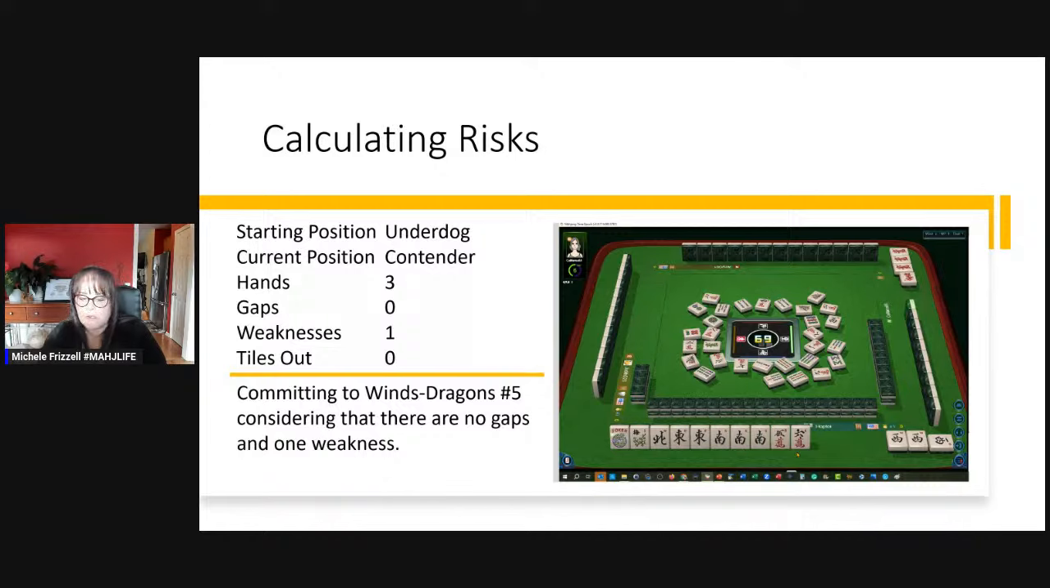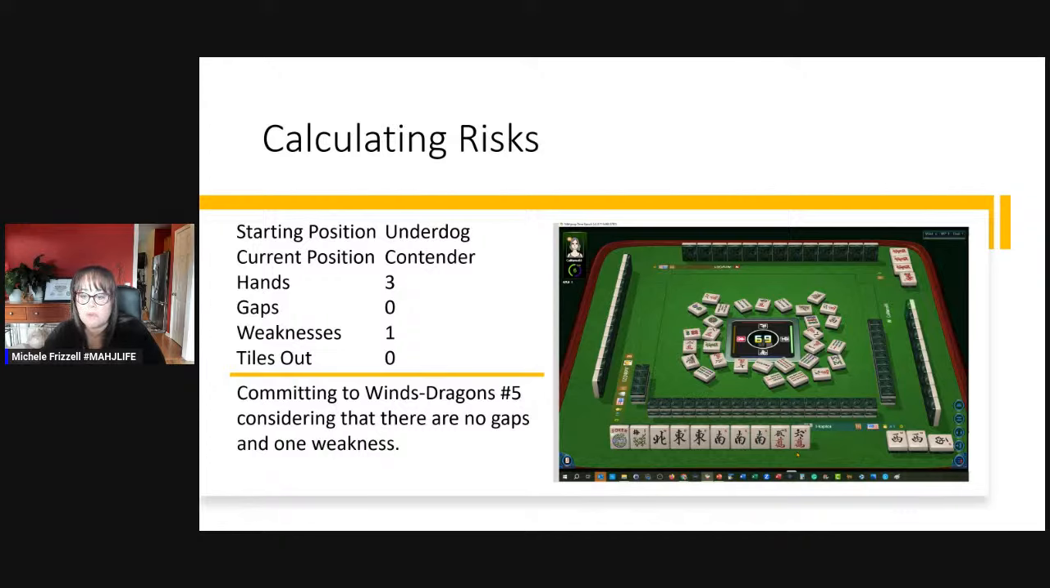And our weakness goes down to one, because it looks like we went through a couple rounds of discards and we picked up a south. We have our pair and our single. We need one more flower or joker to take care of that weakness. And we can Kong the south. None of our tiles are out because we have our Pung of West out there. So we have two potential hands and one weakness. So I moved us from underdog to contender.